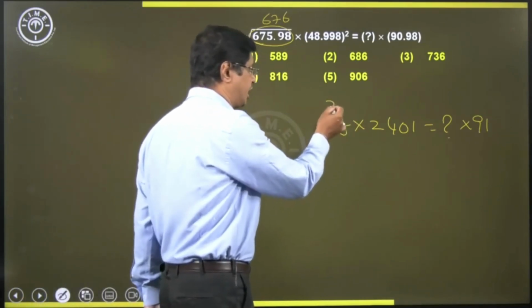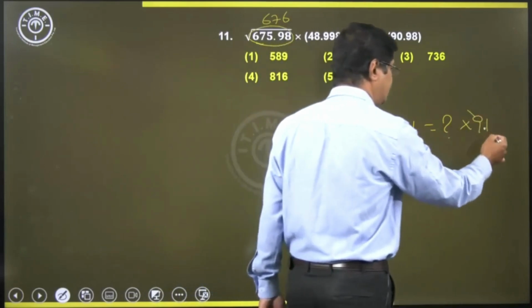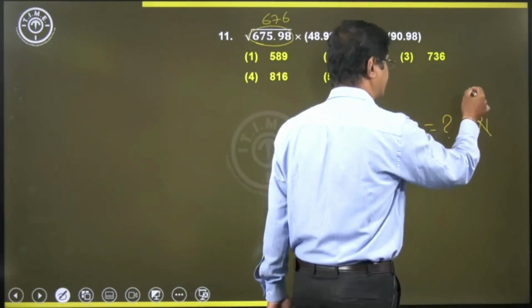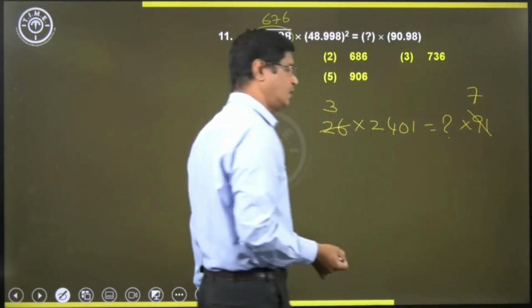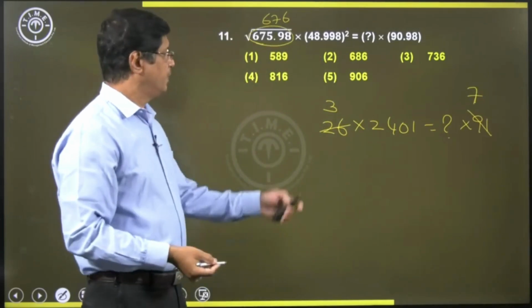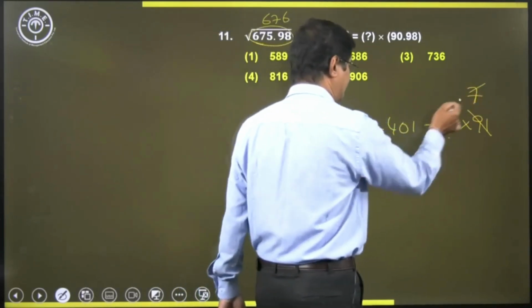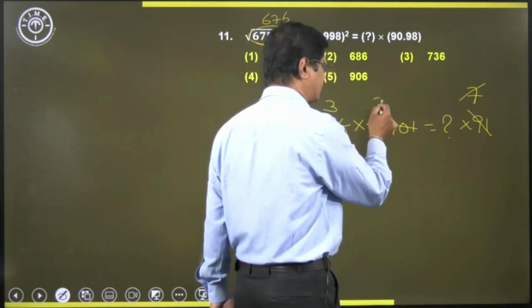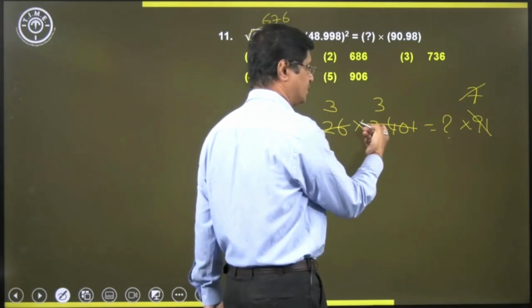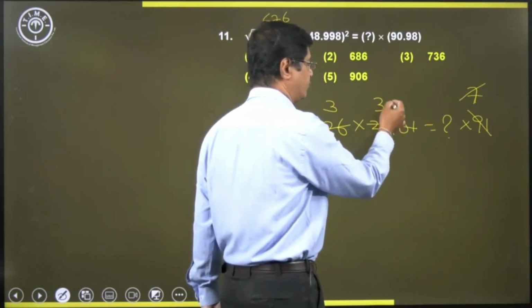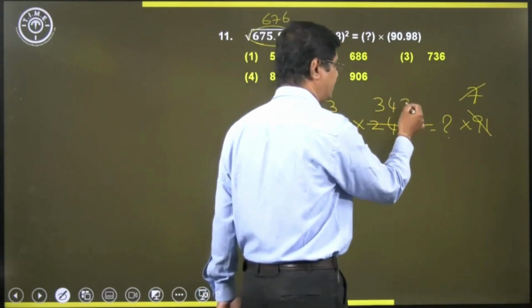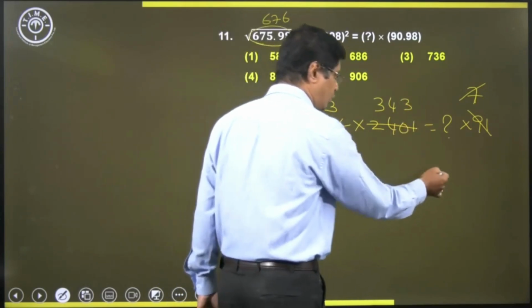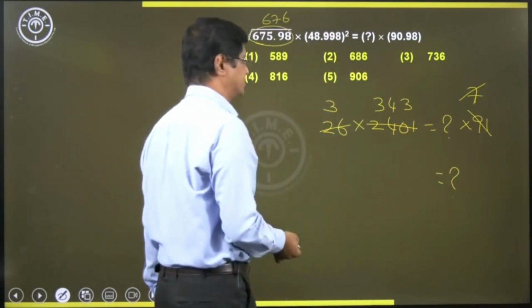13, it goes 3 times. What about 13? 13 here 7 times. 13 7 is 91. Now what about 7? 7 here 3 times of 7, 21. 21 means 34 times, again 3 times. How much is the value of the question mark means product of these two numbers?